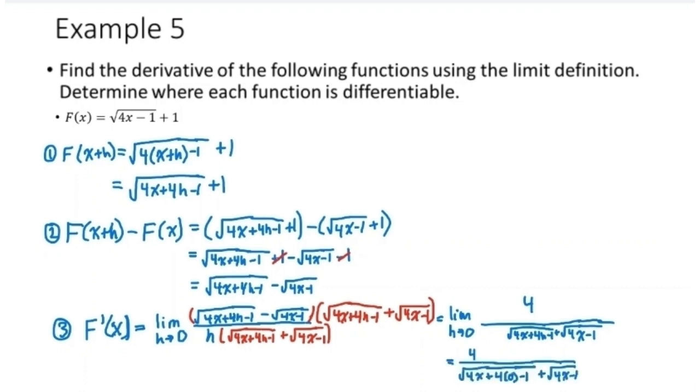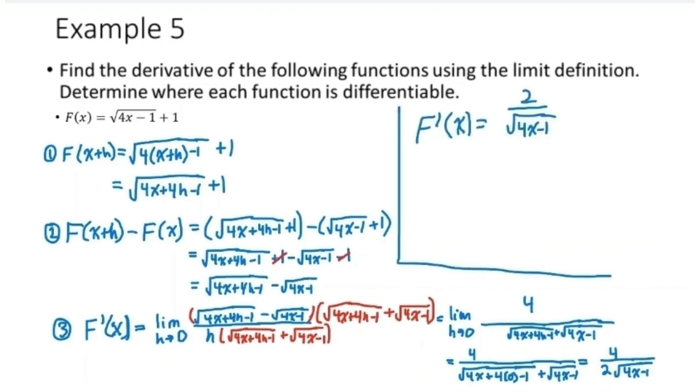And when we do, we have 4 over the square root of 4x plus 4 times 0 minus 1 plus the square root of 4x minus 1. And when we simplify the denominator, we get 4 over 2 times the square root of 4x minus 1. Then we can reduce the 4 and the 2, and we get that f prime of x equals 2 over the square root of 4x minus 1.